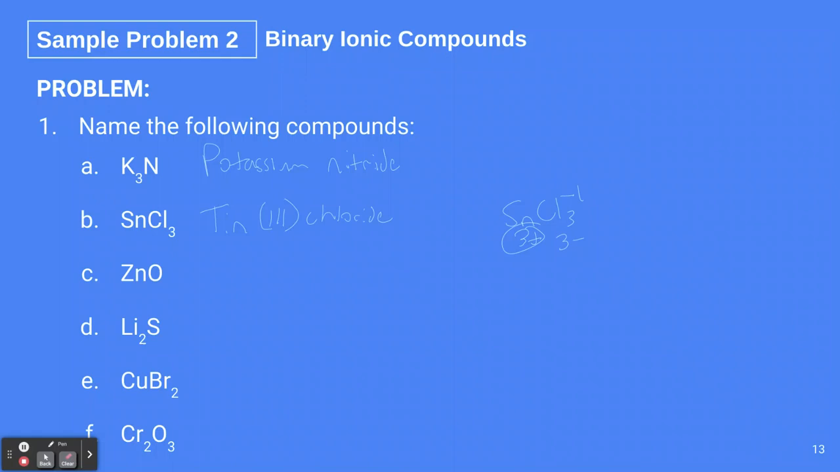Now our next one, we've got zinc. Zinc is part of those three little staircase, so we don't need a Roman numeral. We can just write zinc. And then we've got oxide here. Now our next one, lithium is in the first column. Don't need a Roman numeral. We have lithium, and then that is sulfide.